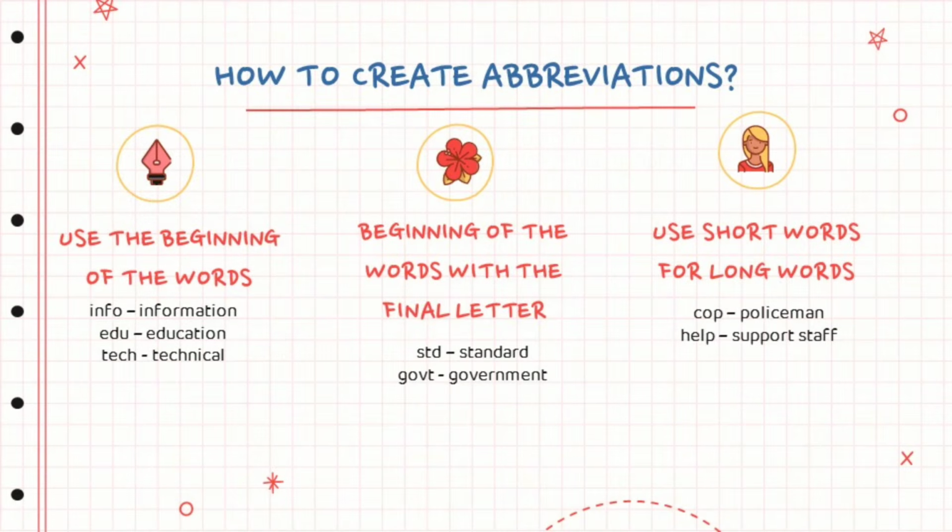Well, there are different styles through which we can create these abbreviations. First is to use the beginning of the words. So for example, you have info from information, edu from education and tech from technical. Then comes the second one, beginning of the words with the final letter. For example, standard. So we've taken ST from the beginning and D from the last. So it becomes STD for standard.